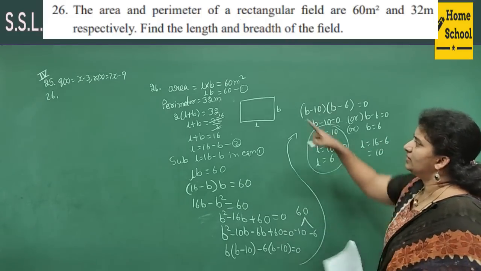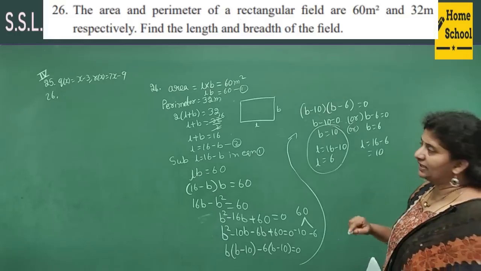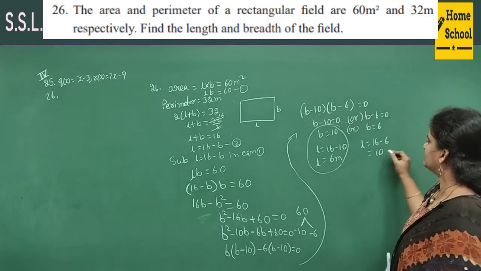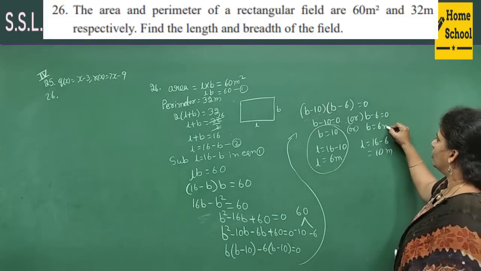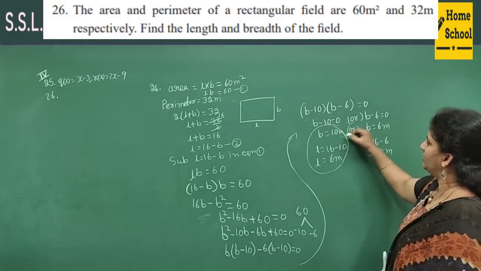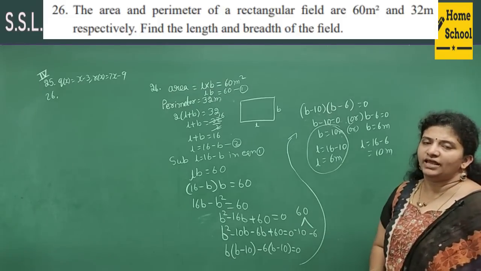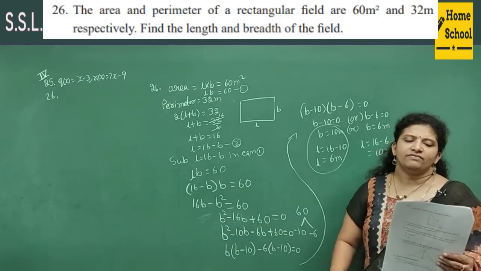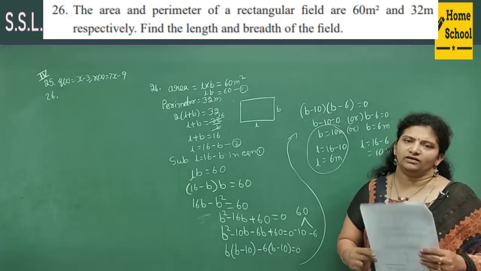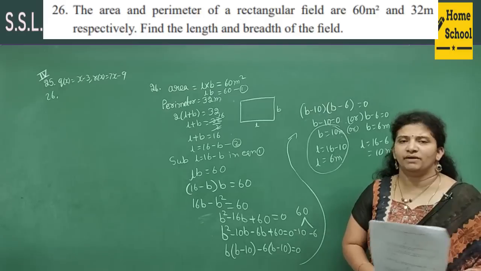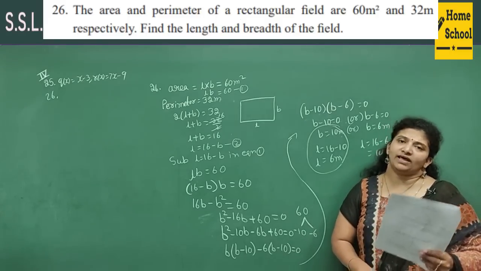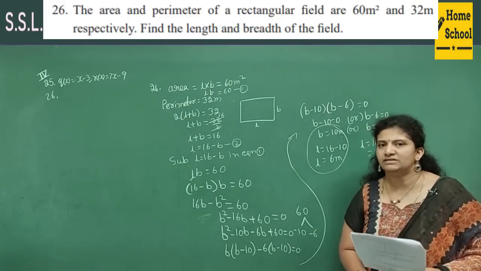Units you need to write. There you can see meter square, that means length 6 meters or 10 meters. Breadth 10 meters or 6 meters. Therefore, what you can say here? Find the length and breadth of the field. If length is 6 meters, breadth will be 10 meters, or if length is 10 meters, breadth will be 6 meters.